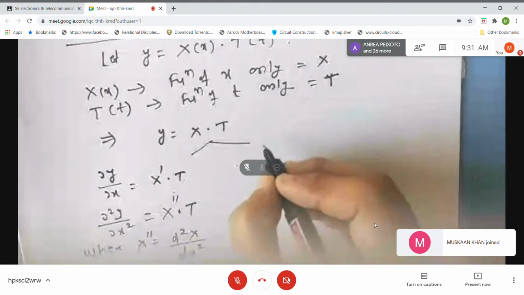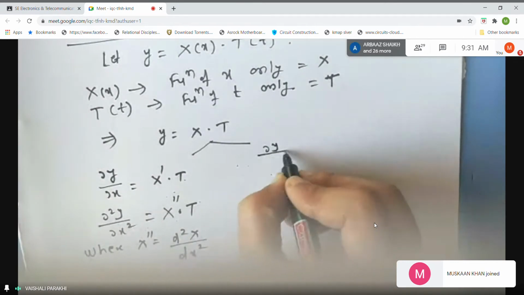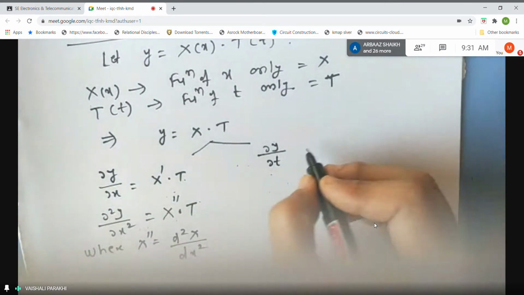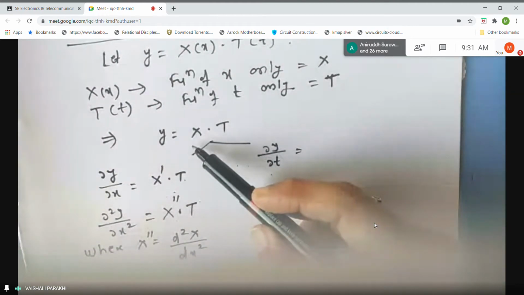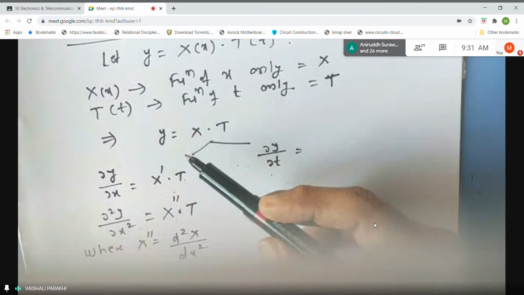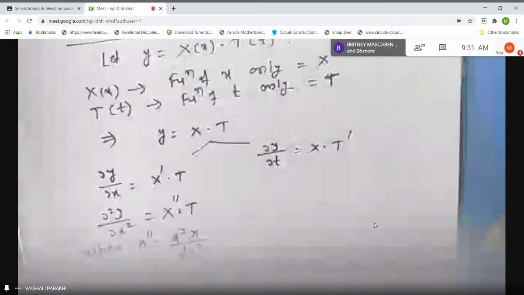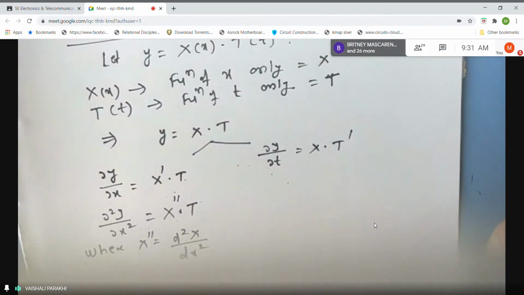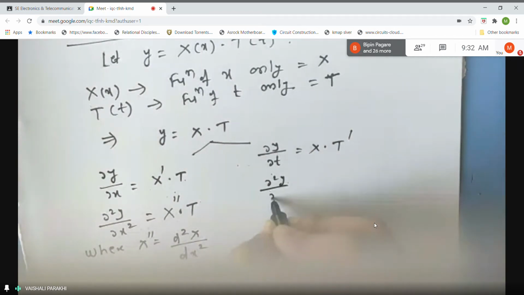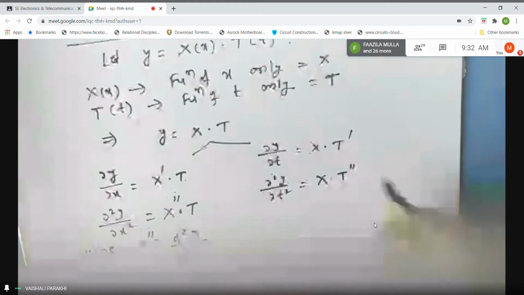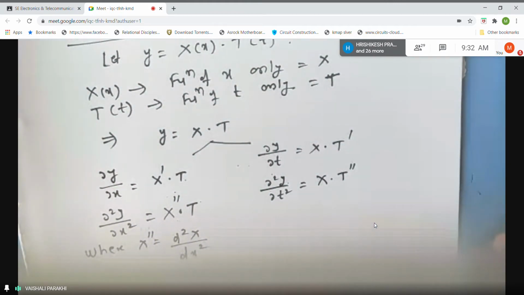Now if you go to this side, if you need to find the derivative of y again with respect to t, what is constant here, tell me? When you are differentiating with respect to small t, x will behave as a constant. Yes or no? So x I am not touching, and the first order derivative of T I am denoting by T dash. Then I will find the second order derivative, and it will be X dot T double dash.